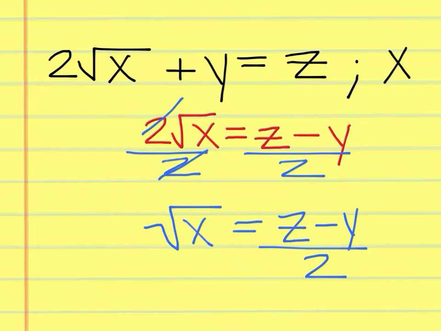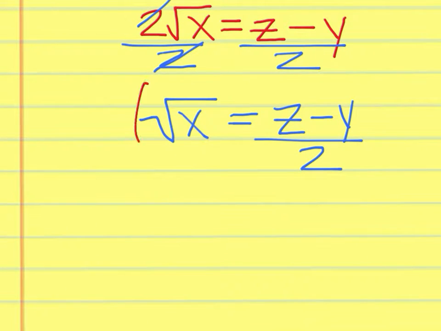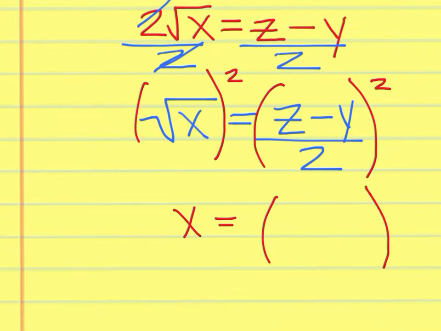Now, to undo the square root, you must square both sides, which will give you x equals the quantity squared of z minus y over 2.